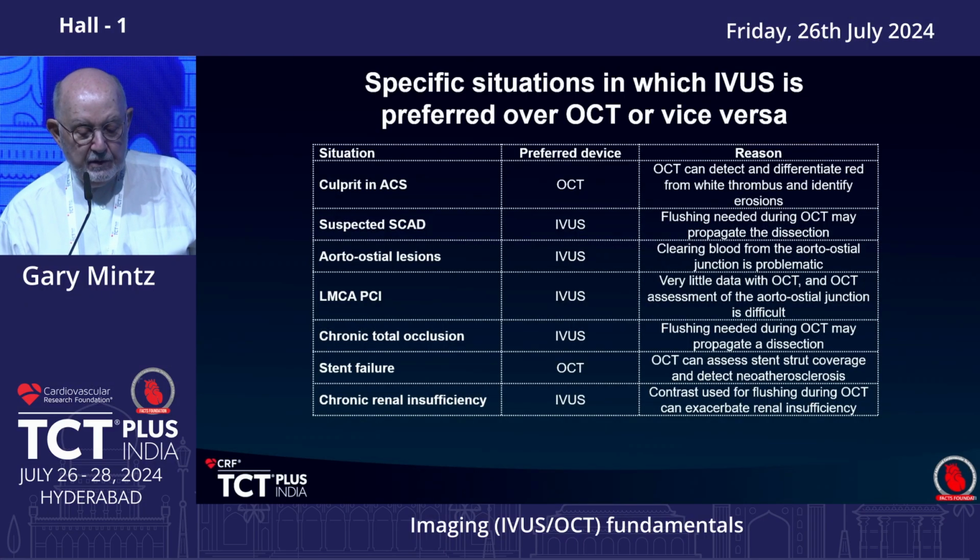As I showed you, culprits in ACS favors OCT, suspected SCAD favors IVUS, aortoostial lesions favors IVUS, left main PCI favors IVUS, CTOs favor IVUS, stent failures favor OCT, and chronic renal insufficiency, in order to eliminate contrast, favors IVUS.